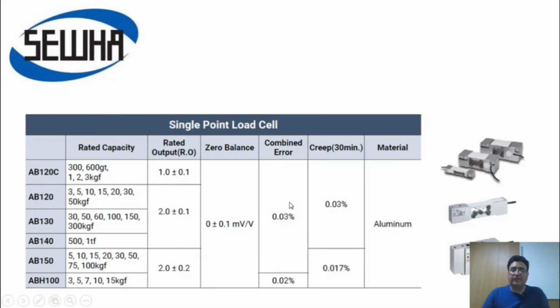In load cells, we have a parameter called combined error or compound error. The combined error in SEWHA's single point load cell models is 0.03%. When we say 0.03%, that means, for example, if the capacity of a load cell is 1,000 kilograms, in a 1,000 kilogram load cell, we have a 30-gram error. So this combined error determines the load cell's error for us. But in the ABH load cells, it is 0.02%.